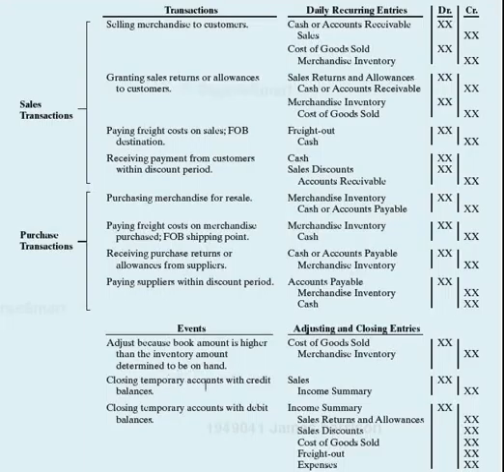Closing temporary accounts with credit balances, which is sales. You're going to debit sales to close it out to income summary, where we credit income summary. So debit to sales, credit to income summary. Closing temporary accounts with debit balances is just going to be a reversal. We debit income summary and credit the following down here.